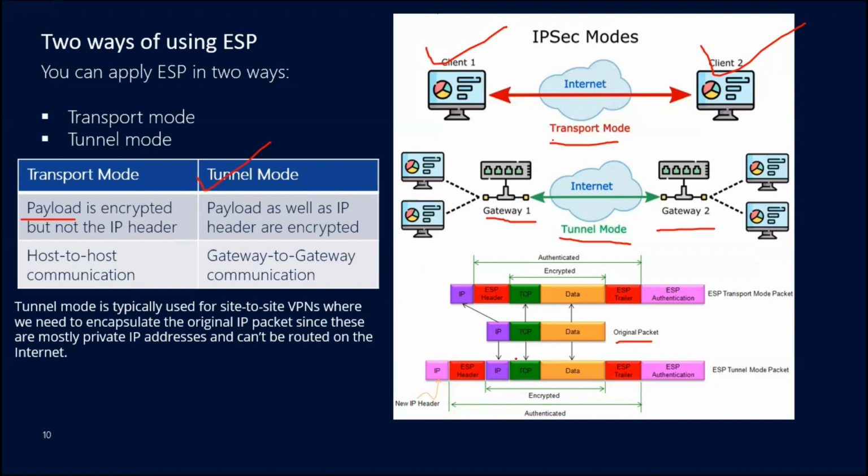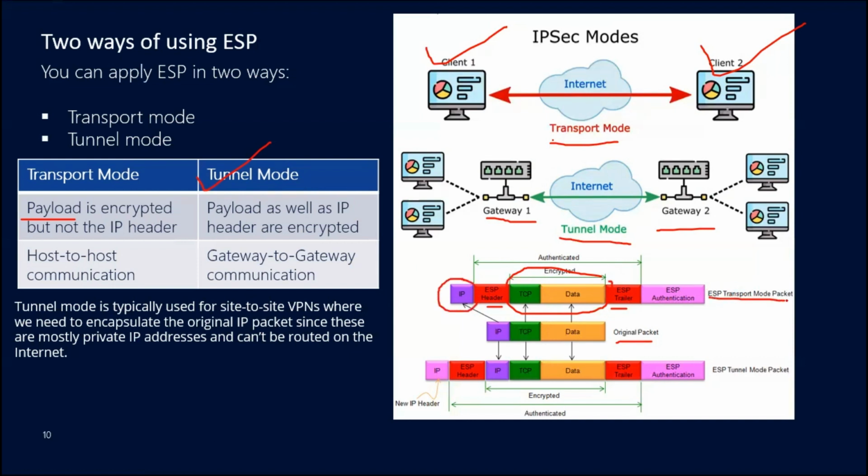So just please concentrate over here. This is our original packet which contains IP, TCP, data. Basically, in transport mode, the payload is encrypted. This is your payload, and it is encrypted with the help of the ESP header. The ESP trailer would be inserted over here, and it is fully encrypted. But the IP header is not encrypted, okay?